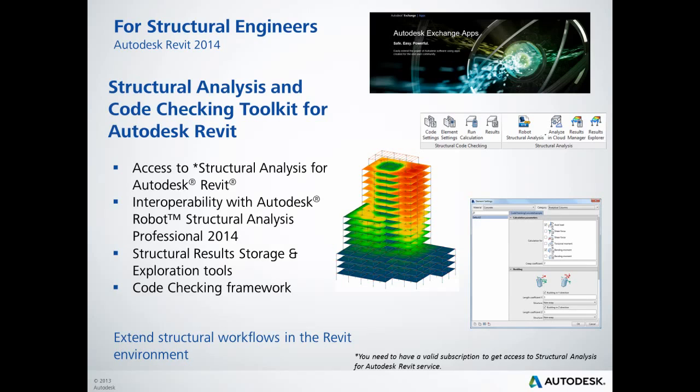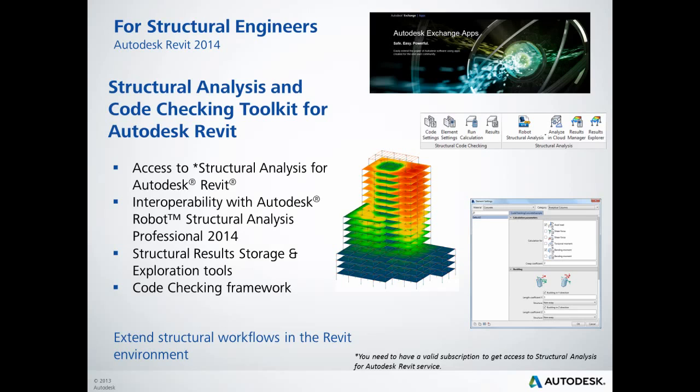The Structural Analysis and Code-Checking Toolkit for Autodesk Revit software is a suite of tools that supports the building information modeling process and allows structural engineers to analyze and check their structure from within the Revit environment. It can be downloaded from the Autodesk Exchange Apps website for free.